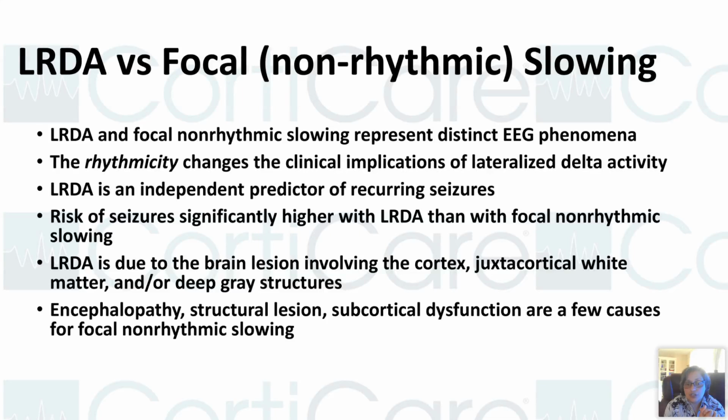LRDA is due to lesions in the brain, which involve the cortex, areas around the cortex, the white matter, and deep gray structures. However, for non-rhythmic focal slowing, some of the reasons are subcortical dysfunction. Usually it is the thalamus that has some sort of insult, injury, or abnormality, which projects to the cortex, and there is focal slowing that is non-rhythmic. More or less like polymorphic delta slowing and things like that, but it is not rhythmic.